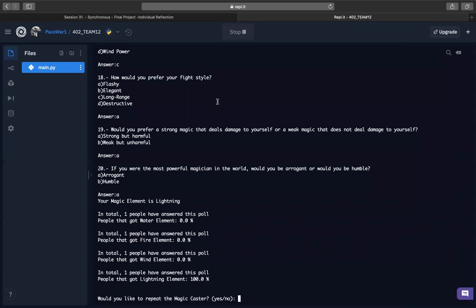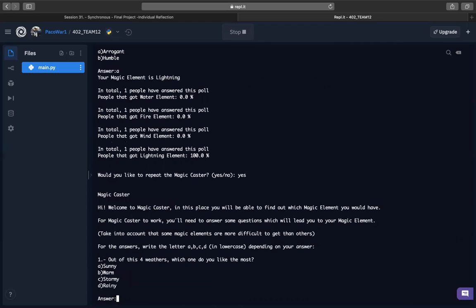And here I get what type of magic element I got and the percentage. So I was the only person that answered it in total, so 100% of the people got the lightning element. And here it asks if I want to repeat it, and I say yes, and it starts once again.